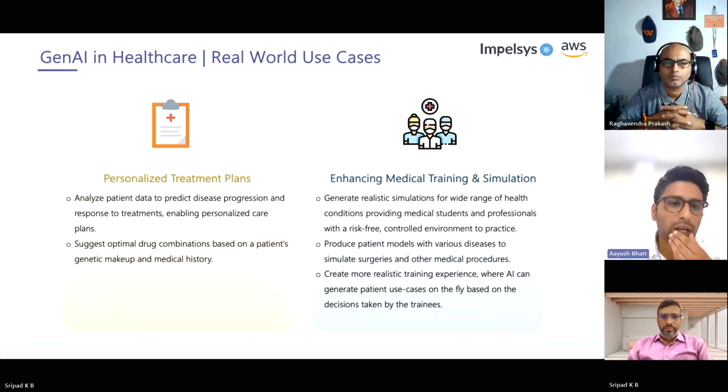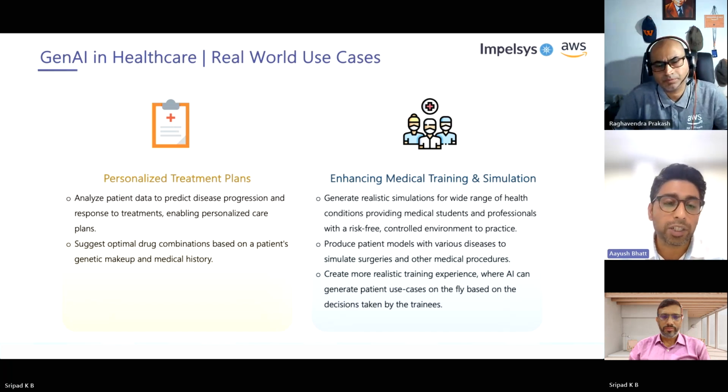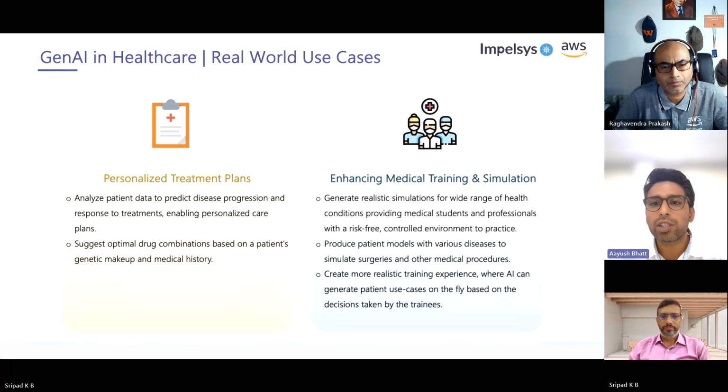Okay, so extending the same theme, we can have another use case, which is a personalized treatment plan for the patients. What essentially it means is that, based on the enhanced clinical diagnosis, Gen AI models can also help in defining personalized treatment and care plans by understanding the patient's disease and treatment history across the providers.